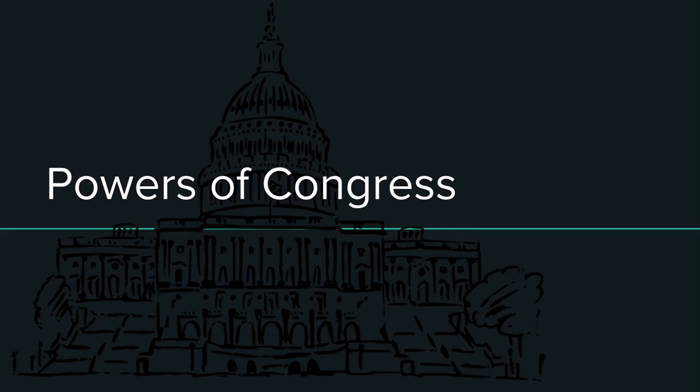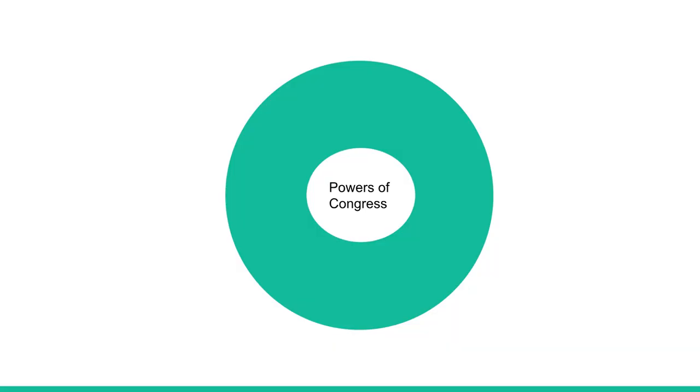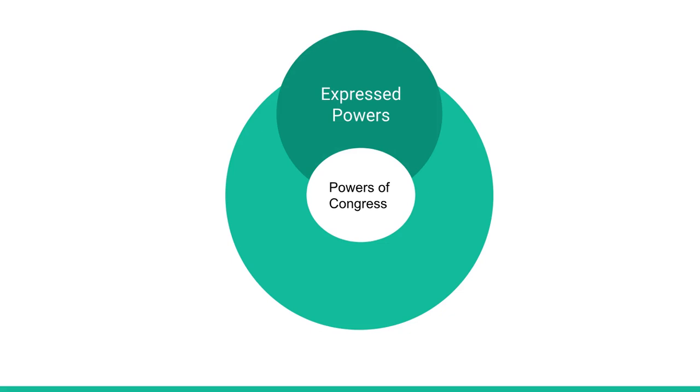When studying our government, it's important to understand where our government gets its power from and what type of power our government has. We're going to focus on Congress for this video and look at the three types of power that Congress has. The easiest type of power to understand is expressed powers.